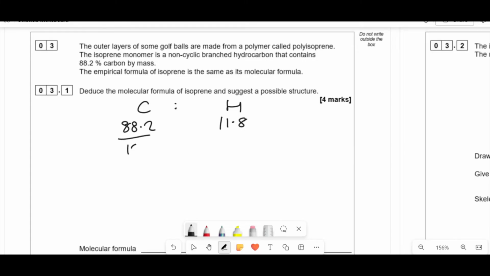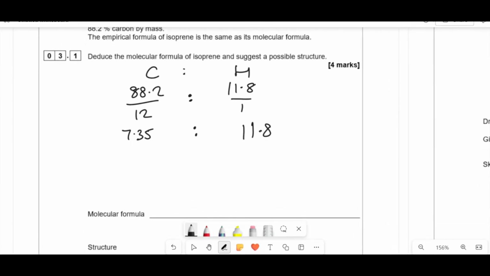So then what you do is you divide them by their Mrs to work out their respective moles. So then you would end up with 7.35 here to, sorry, not to 1, to 11.8, right? Now we need to divide by the smallest number, so you're going to get 1 to 1.61, and then we need to try and figure out multiplying by a number to get it back up to whole numbers. So if I times both sides by 5, for example, 1.61 times 5, I end up getting on this side 8.05, and there you go. So it's probably going to be C5H8, right? It's just a general case of multiplying the numbers by whatever until it looks very close.